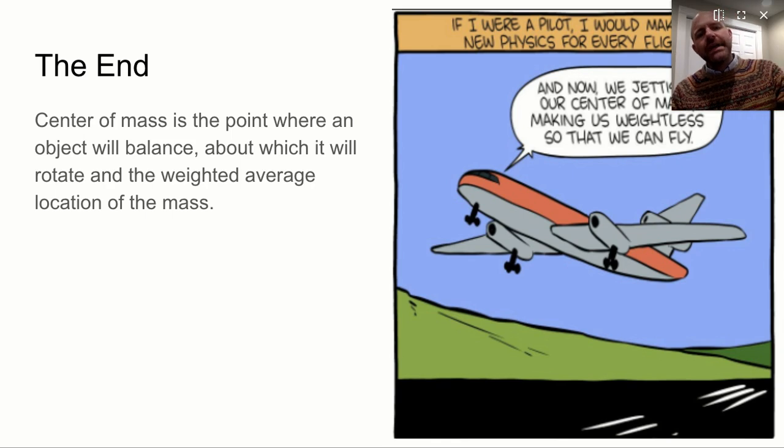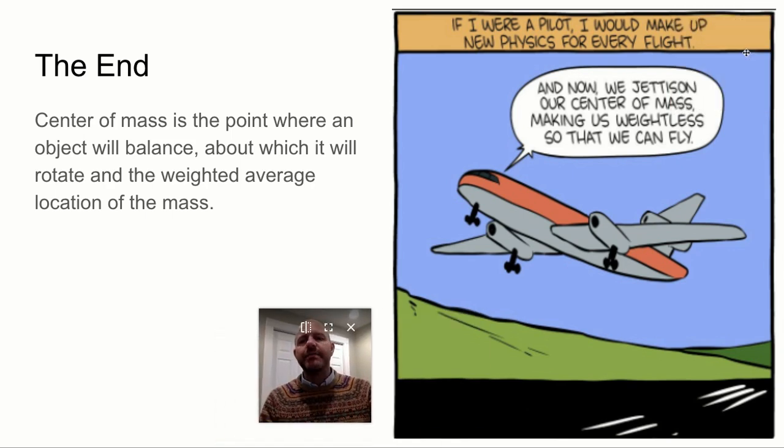All right, that's the basics on center of mass. The big idea here is that the center of mass is this special point. It's really the dot that we've been using in our free body diagrams. This is where an object will balance if it's supported. It's the place around which it will rotate if you just toss it in the air, and it is the weighted average of all the mass in the system. So there you go.